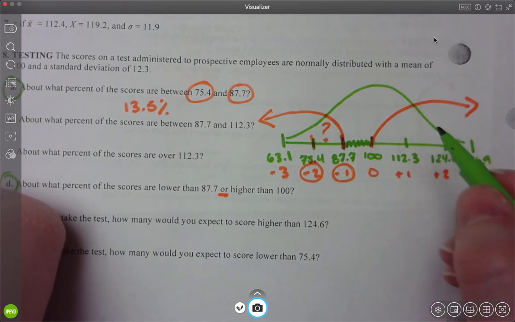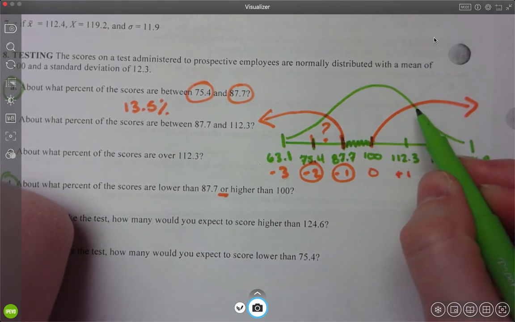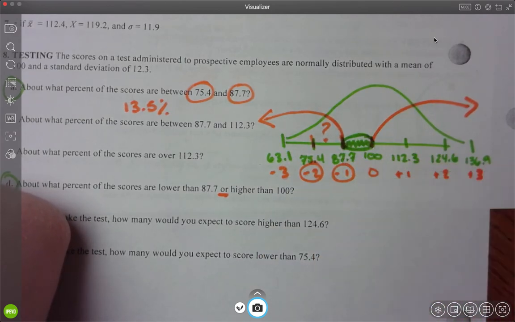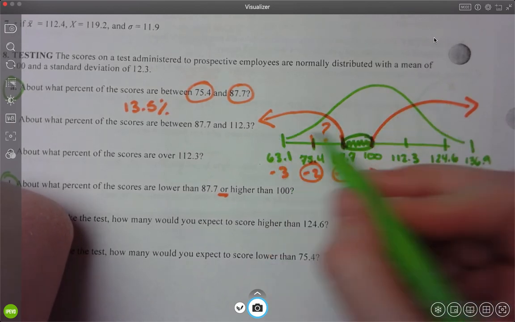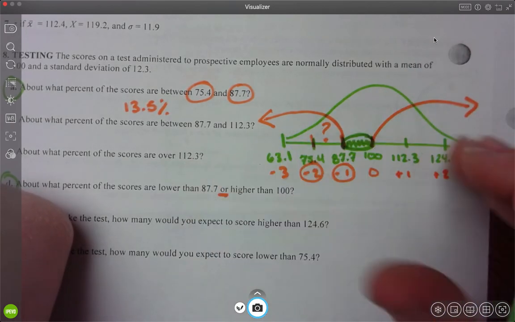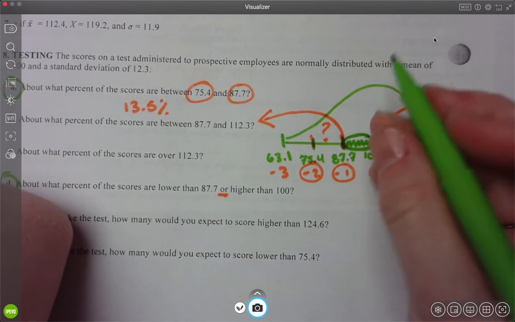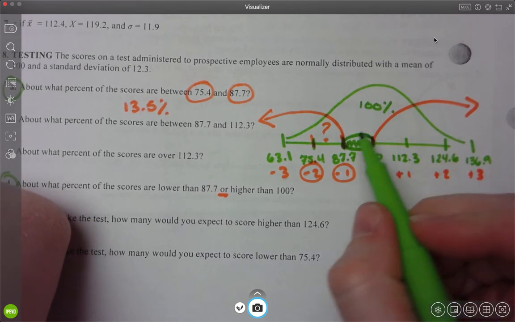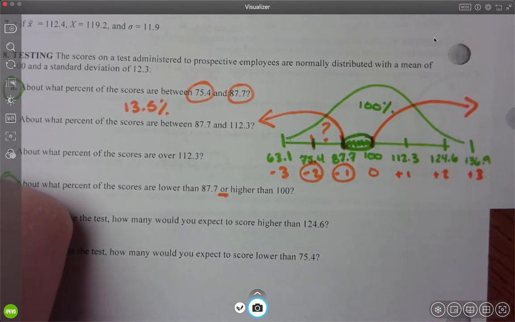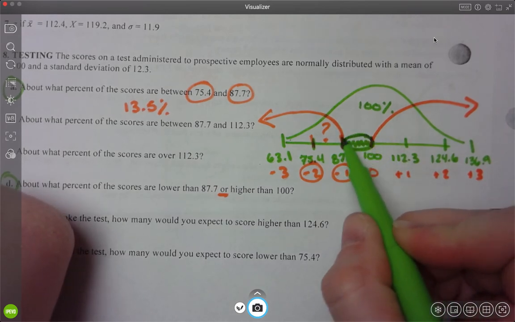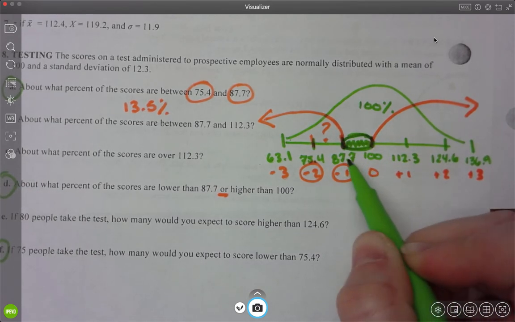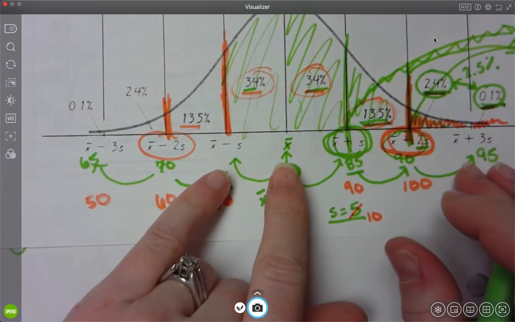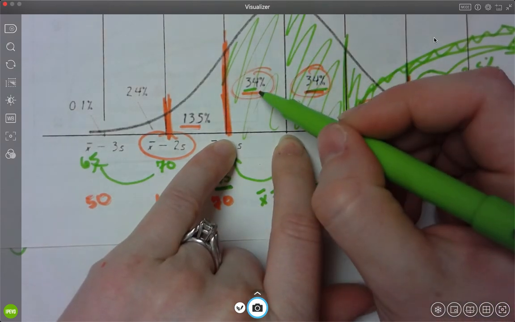So what would be faster to do is to take the overall percentage and subtract out the percent that's between 87.7 and 100. Now, what percent is underneath of the entire thing if I would add all of the columns together? That would be 100%. 100% of my data is underneath of that bell curve. So if I would add all of those up, those would add up to be 100%. And the only one that I'm not looking at is from -1 to 0, or from 87.7 to 100. So from -1 to 0 would just be this chunk here, and that's 34%.